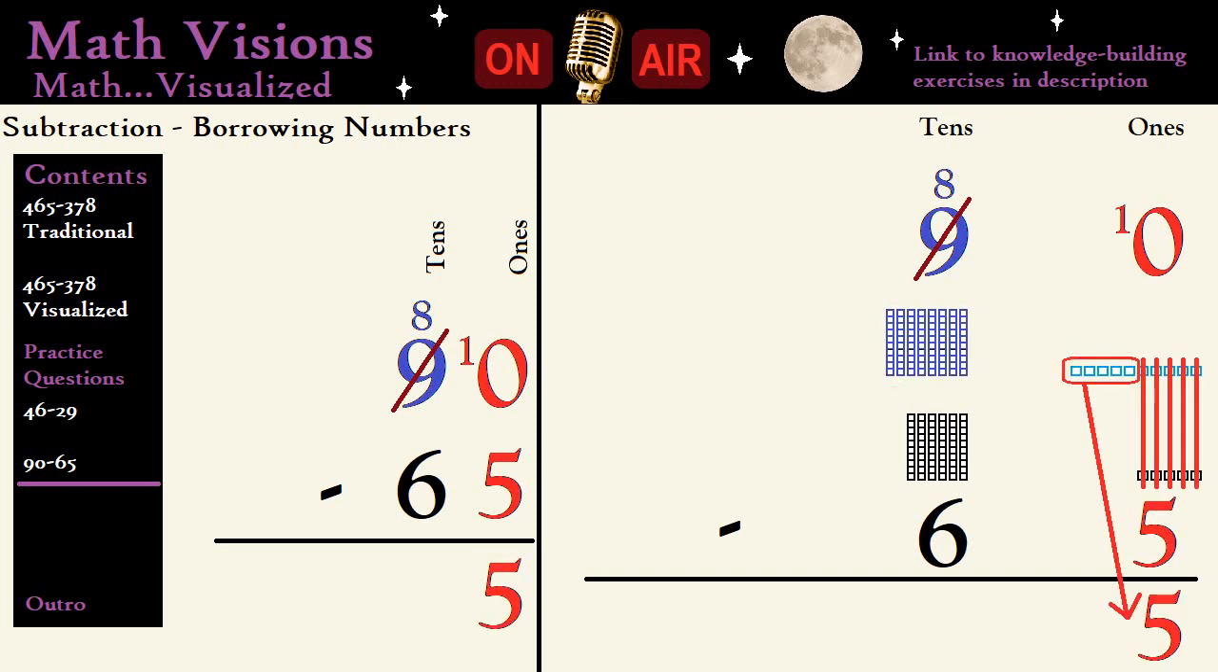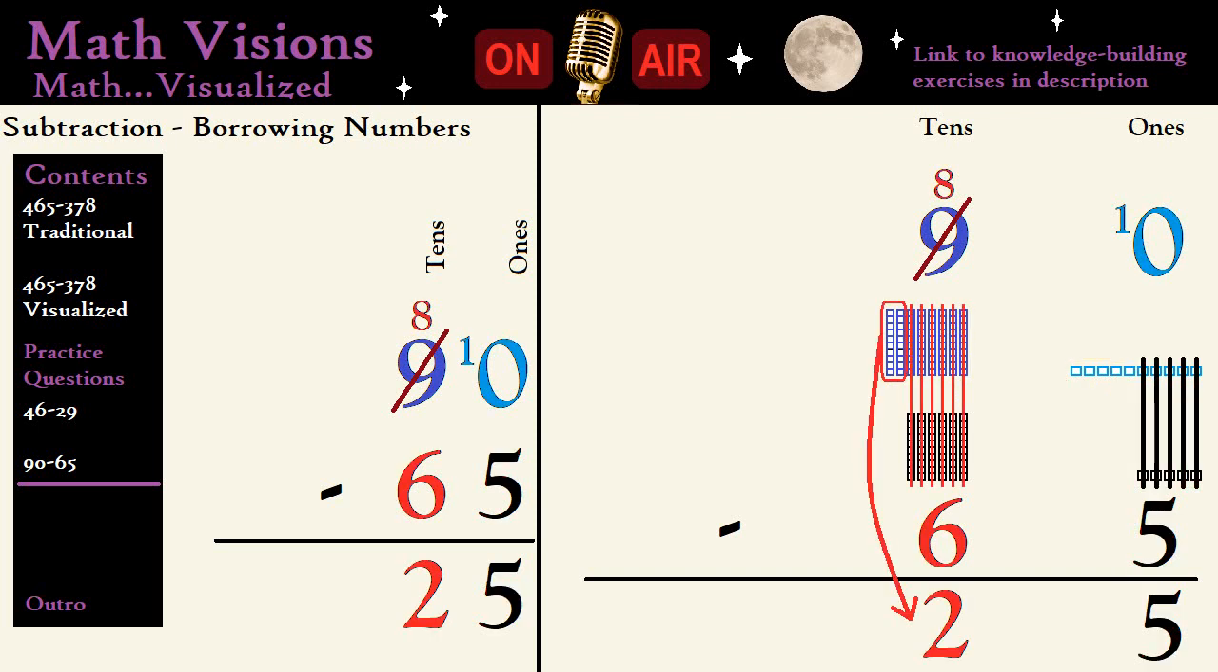10 minus 5 is 5. Now, moving one place to the left, we solve for 8 minus 6, which is 2. 90 minus 65 is 25.